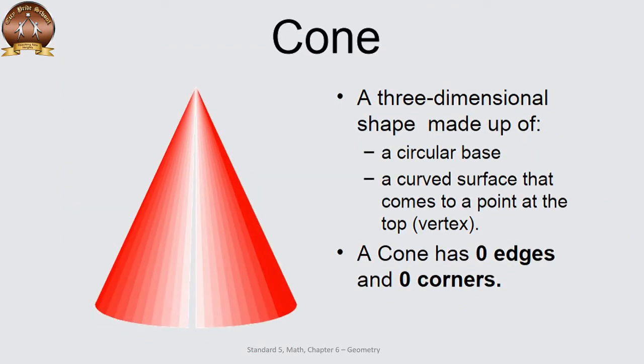Now let us learn about a cone, a three-dimensional shape made up of a circular base and a curved surface that comes to a point at the top known as the vertex. A cone has 0 edges and 0 corners. A cone has no edge. A cone has no corners. But if you read about the cone in your books, there is a curved edge over here where the base and the upper curved surface meet.